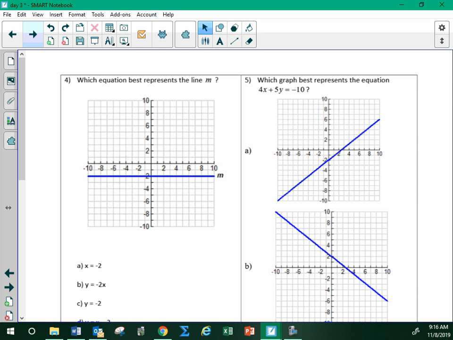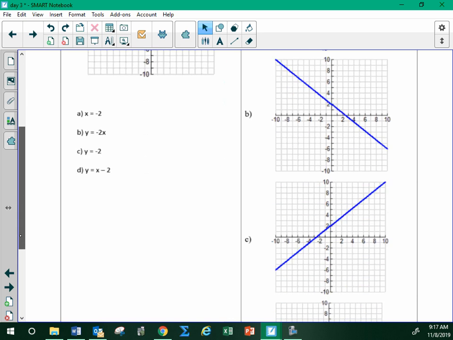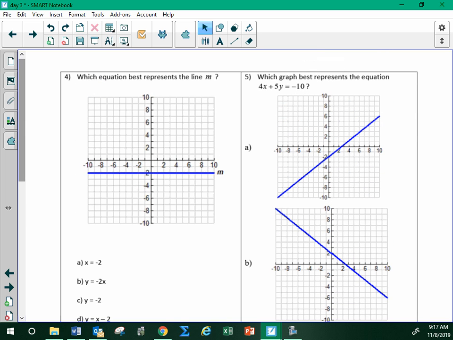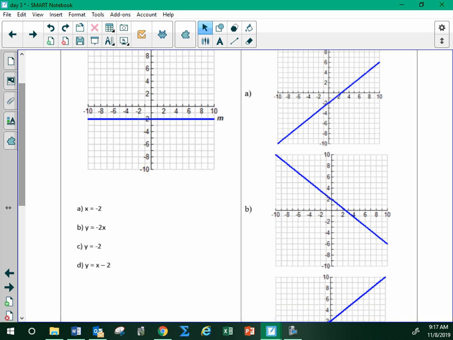All right, so 4 and 5, we've got some of these multiple choice questions that the SWL likes to ask. My least favorite is this one on the right because it takes half a page for one question. Number 4 says, which equation best represents the line M? Here they've given us our line. What type of line is that? It's a horizontal line, isn't it?